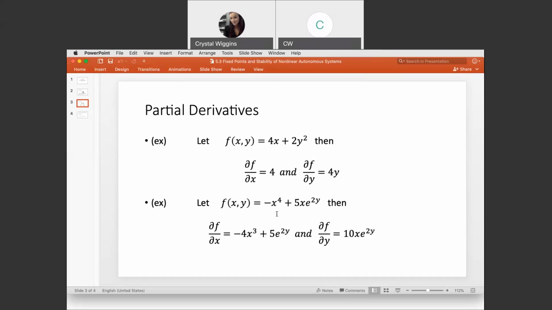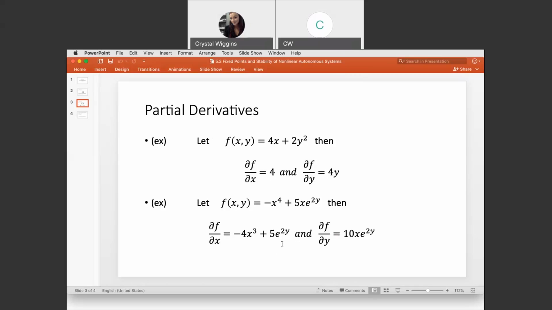Okay, another example focused on x. Notice that x is in both of these terms. Everything else is treated as a constant, so we get negative 4x cubed. And here, x is to the first power, so we know that the derivative of an x term to the first power is its coefficient. And since we're treating 5e to the 2y as a constant coefficient, that's what makes the derivative of that term.